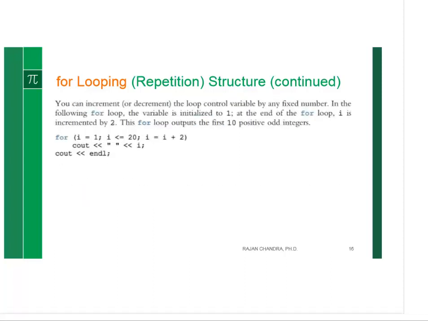And over here the loop increment statement is not 1, rather it is 2, right? Which means I goes 1, then 3, then 5, 7, 9, and so on. As long as I is less than or equal to 20, I am going to print the value of I. At the end I print a new line character.